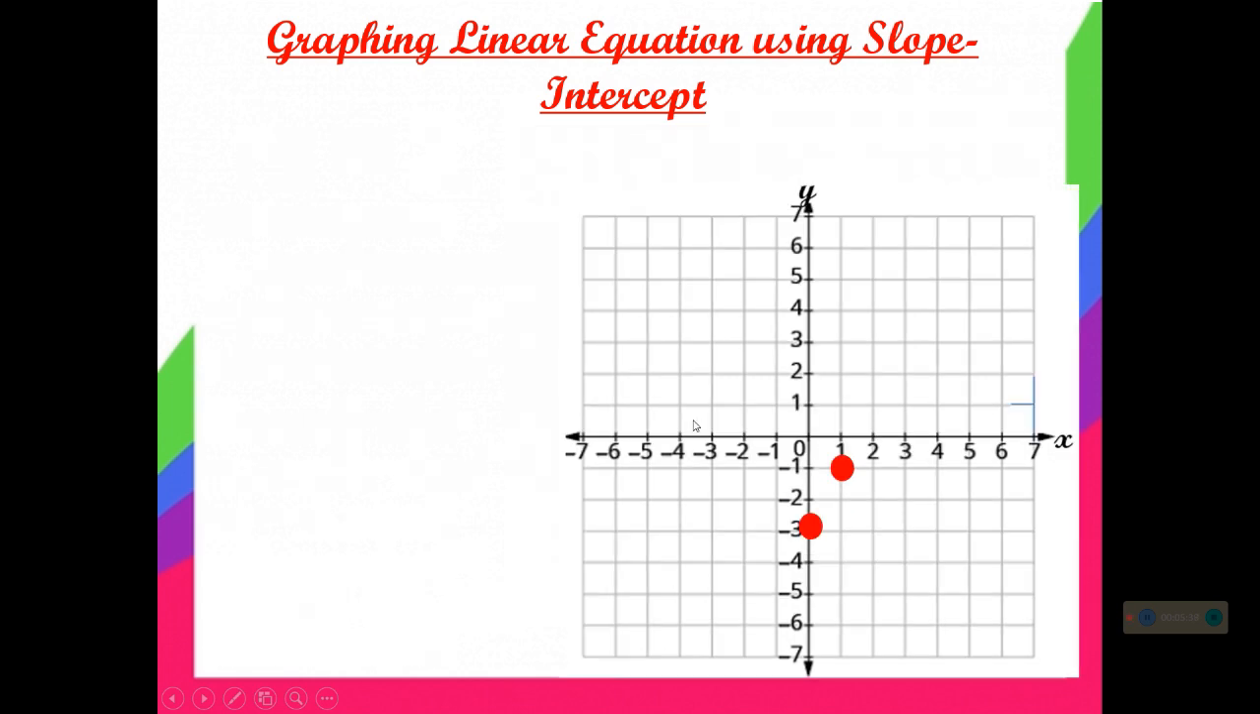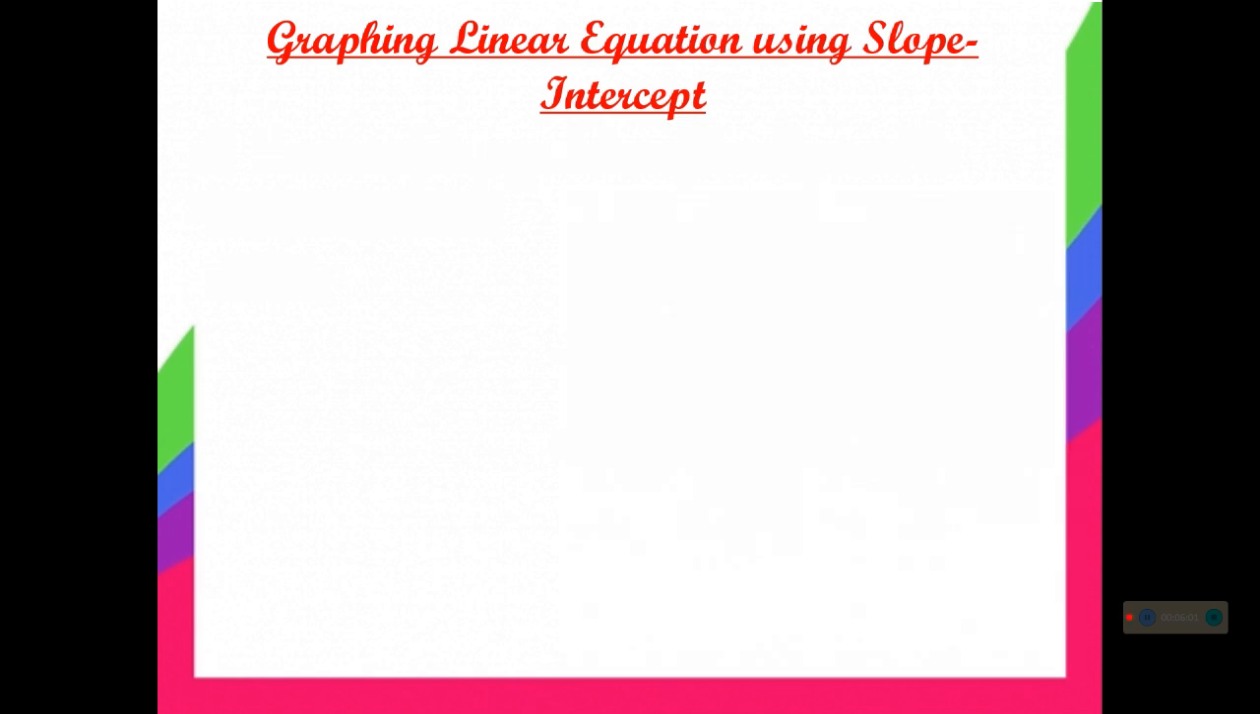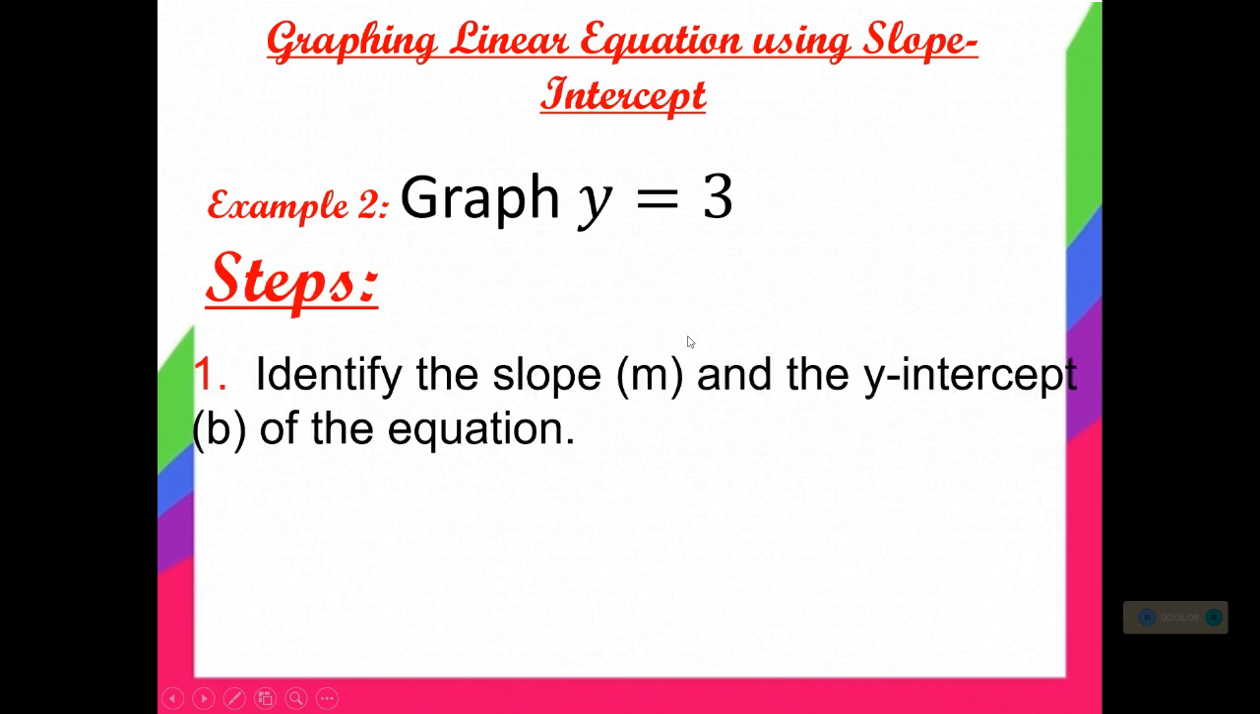Okay? Then next, you are going to connect the points with a line with arrows on both ends. So just connect the 2 points and do not forget also to label your graph. So this will be the graph of the first example, y equals 2x minus 3. Okay? Is there any question? So if you don't have, let's proceed with the second example. Graph y equals 3. Okay. So again, the steps, you are going to identify the slope and the y-intercept.